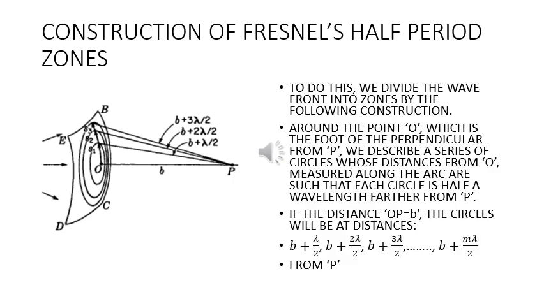In order to construct Fresnel's half-period zones, we divide the wavefront into zones by the following construction. Around the point O, which is the foot of the perpendicular from P, we describe a series of circles whose distances from O measured along the arc are such that each circle is half a wavelength farther away from P. If the distance OP is equal to b, then the circles will be at a distance of b plus lambda by 2, b plus 2 lambda by 2, b plus 3 lambda by 2, and so on till b plus m lambda by 2 from P.